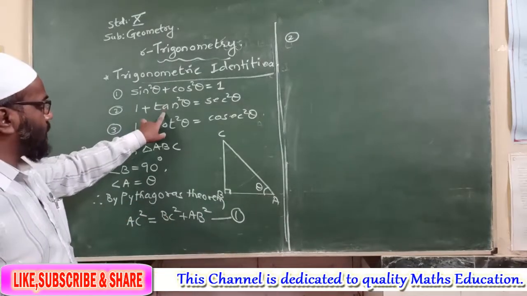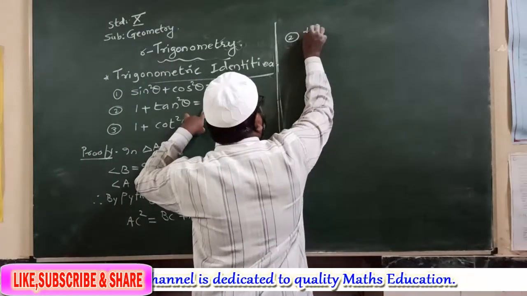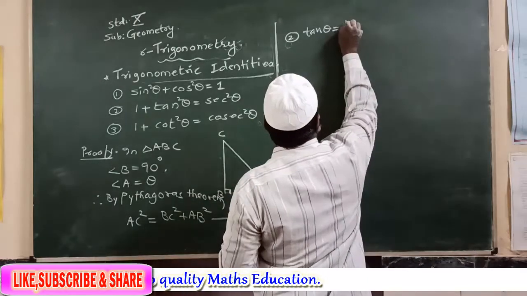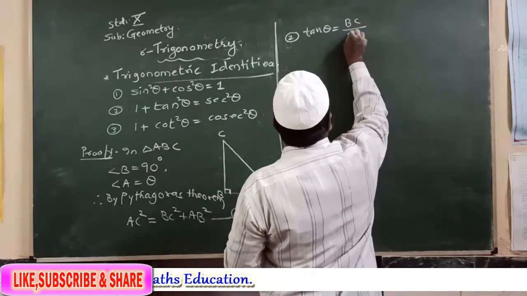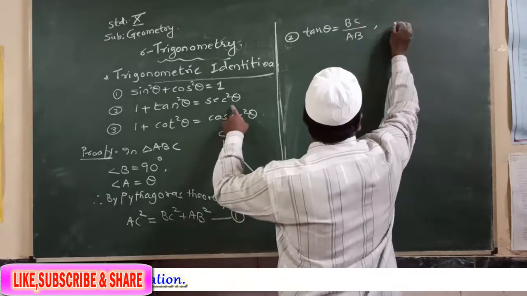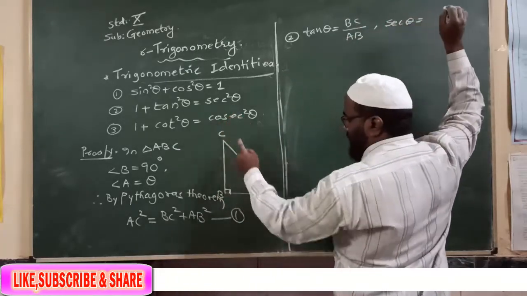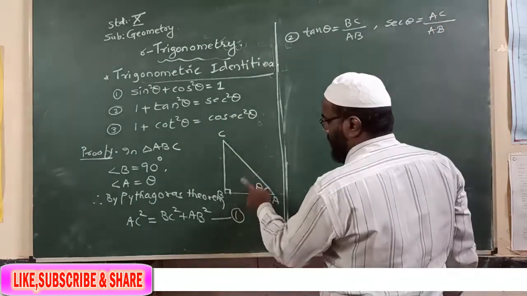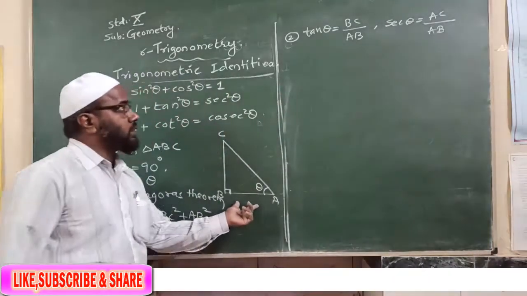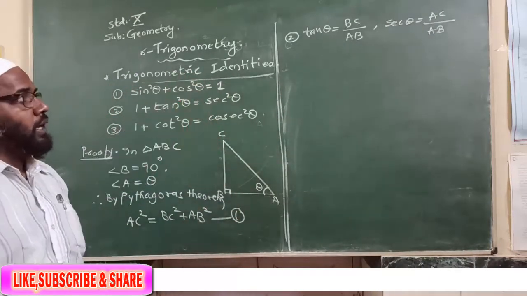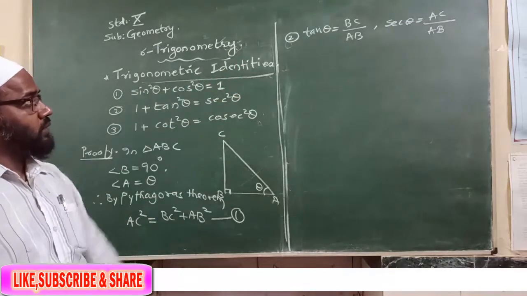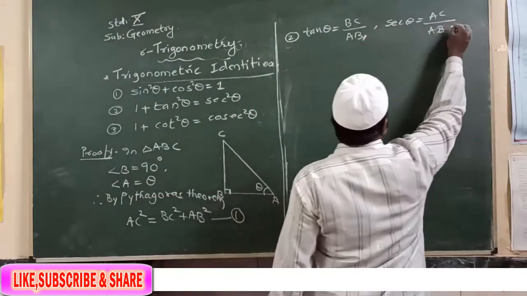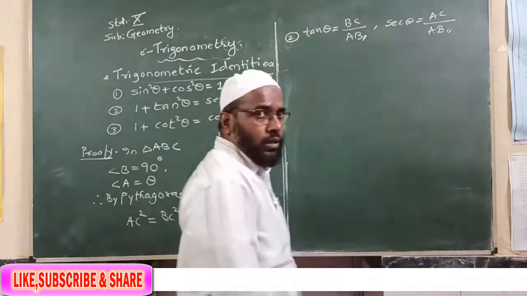Now we define the ratios tan theta and sec theta. Tan theta is equal to opposite side upon adjacent side, which is BC upon AB. And sec theta is hypotenuse upon adjacent side, that is AC upon AB. Okay, so these are the definitions of tan theta and sec theta. Now if you observe the denominator for tan theta and sec theta, the denominator is common, which is AB.